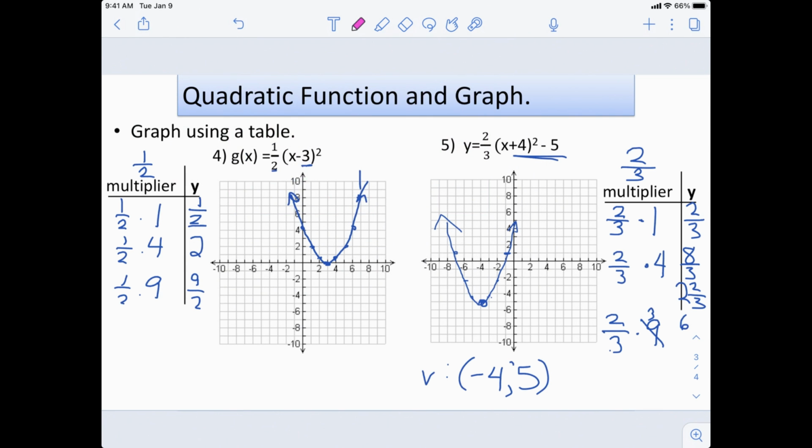So if the A is less than 1, it's going to get wider. And the smaller the fraction or decimal, the wider it would be. Like think about 1 over a million. What will that look like? These are not points. This is just your movement, right? Your movement of your y going from the vertex up.